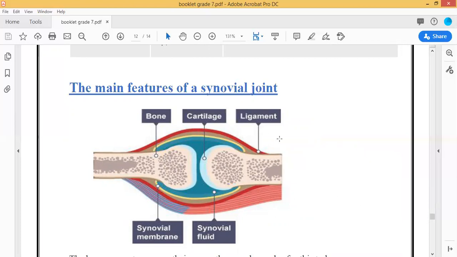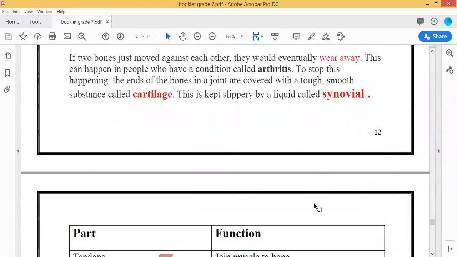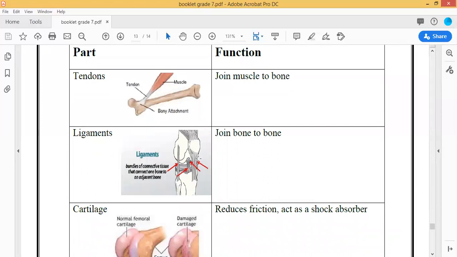So let's study the function of the ligament, the function of the cartilage, and the function of the synovial fluid. Each of them has a different function. Let's study the function of the ligament first. The ligament, as we said before, is a very important structure that connects two bones together, as you can see here. What about the tendon? The tendon connects the bone with muscle. Why? To help in movement.